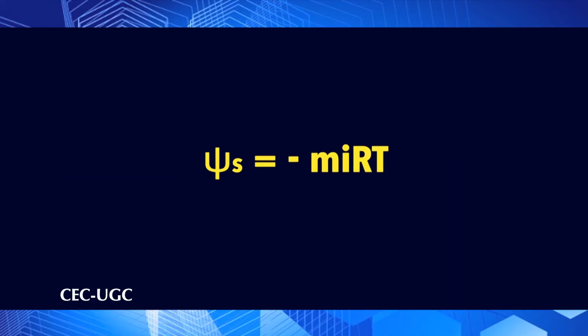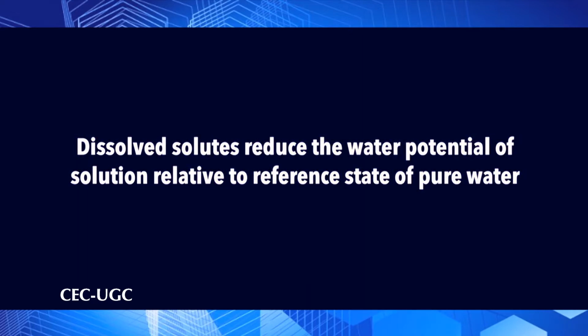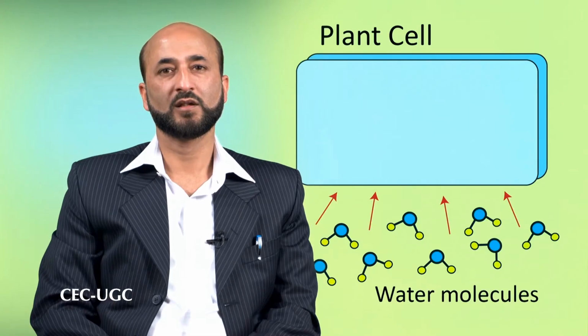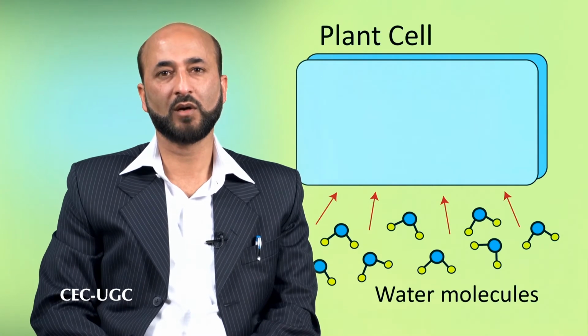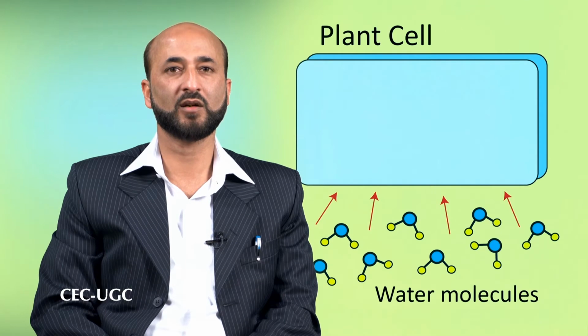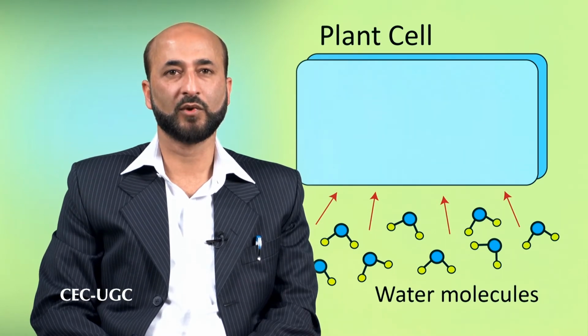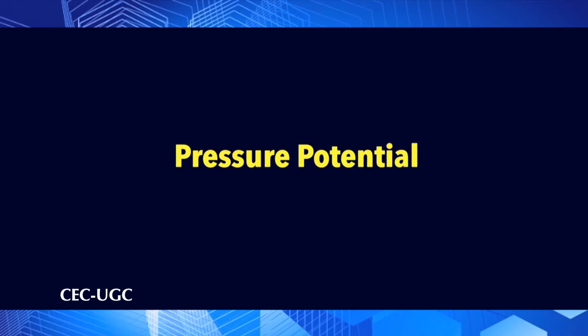The minus sign indicates that dissolved solutes reduce the water potential of a solution relative to the reference state of pure water. Thus, solute potential is the amount by which water potential is reduced as a result of the presence of solute. The next component is pressure potential.